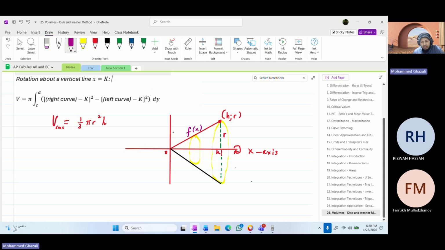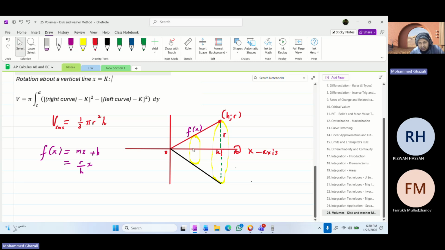This line here. The equation of this function f of x is y equals mx plus b, right? B is 0, and the slope is change in y over change in x. So r over h. Change in y over change in x, r over h, x. So great, I have the function, which is r over h x. What is the area of the cross-section?